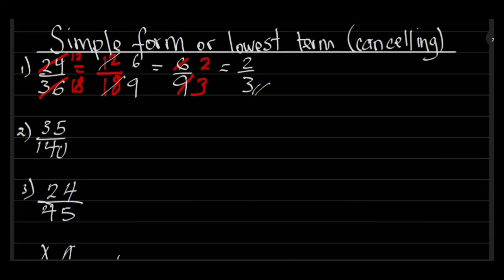Now we are going to do the same for number 2. Which number can easily divide 35 and 140 at the same time? I believe that number is 5.